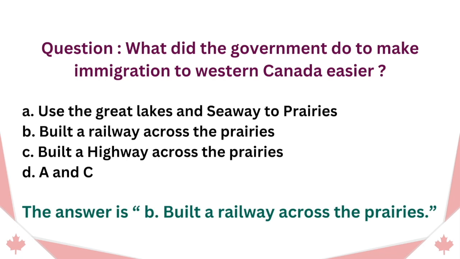Question. What did the government do to make immigration to Western Canada easier? A. Used the Great Lakes and Seaway to the prairies. B. Built a railway across the prairies. C. Built a highway across the prairies. D. A and C. The answer is B. Built a railway across the prairies.